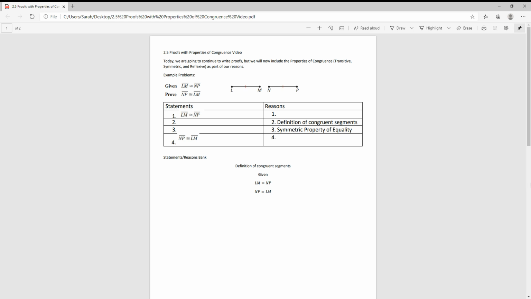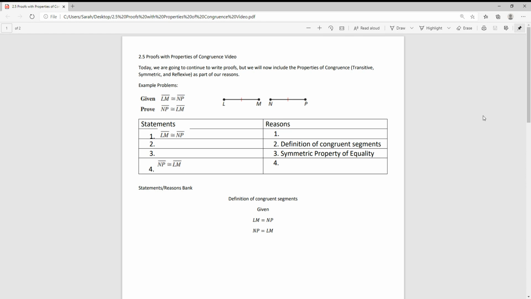Hello. Today we are going to be looking at writing some more proofs. This time we're just going to add on using those symmetric, transitive, and reflexive properties of congruence with angles and line segments that we talked about last time. So just like before, I'm going to have statements and reasons, some of them filled in, some of them not filled in, and I'll give you a bank of reasons and statements you can use to back up what's going on in the proof. So we just need to fill in all the missing spaces here.